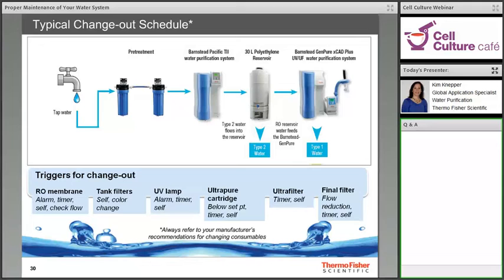Now, RO membranes can last up to 2 years. However, depending on the feed water quality, it could be shorter, it could even be longer. UV lights and ultrafilters could last up to 2 years. Tank filters could be replaced yearly. Ultrapure DI cartridges need to be replaced a minimum of once a year or based on the purity display. And then final filters need to be replaced when the flow of the water is reduced, or change them when the DI cartridges are replaced, or when the system is disinfected.